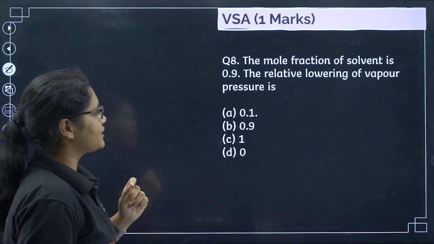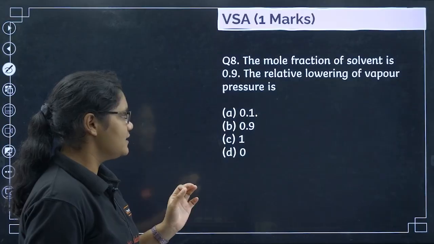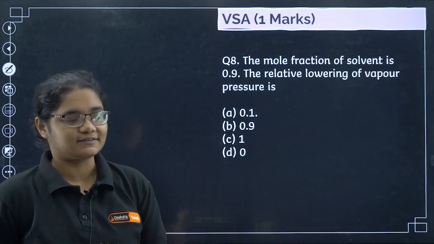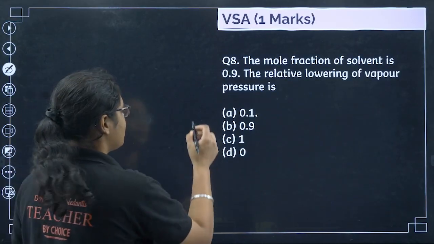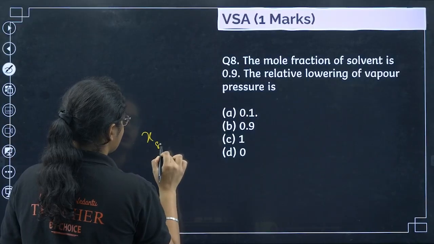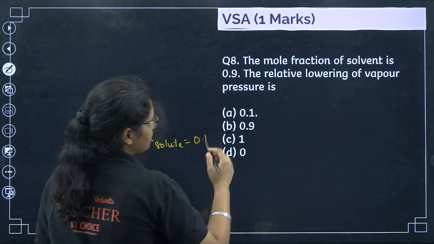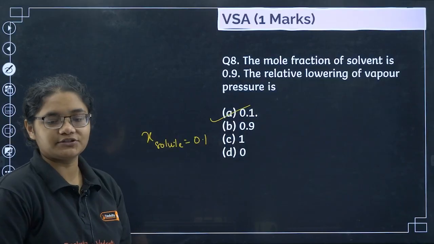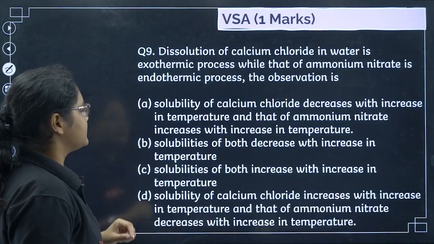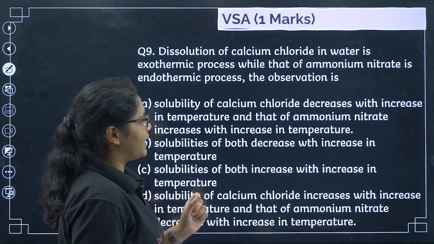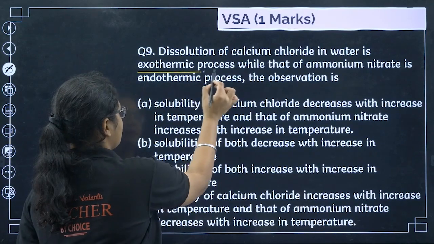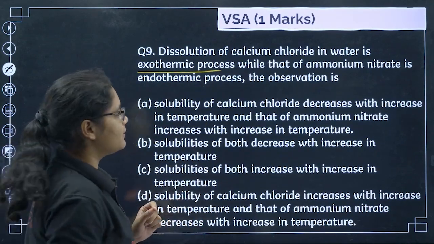8th question, the mole fraction of solvent is 0.9. The relative lowering of vapor pressure is? If the mole fraction of solvent is 0.9, then what is the mole fraction of solute? Solute will be 0.1, right? So that will be equal to the relative lowering of vapor pressure. So option number A.